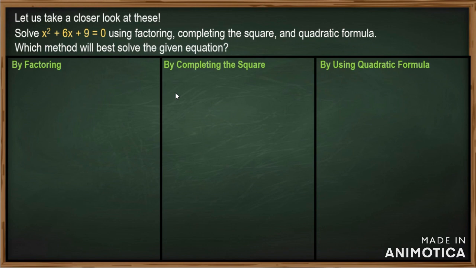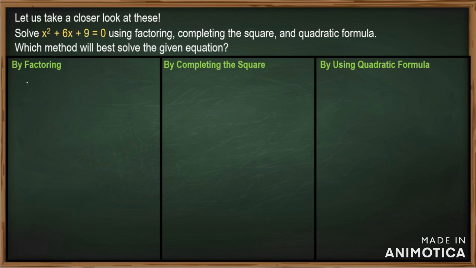Now let us take a closer look at this. Solve x squared plus 6x plus 9 using factoring, completing the square and quadratic formula, and tell which method will best solve the given equation. So let's solve it by factoring. Let's copy first. In factoring, we have to make sure that the equation is written in the standard form.